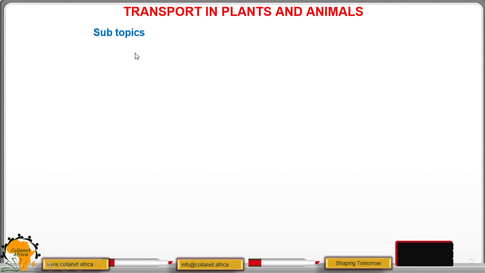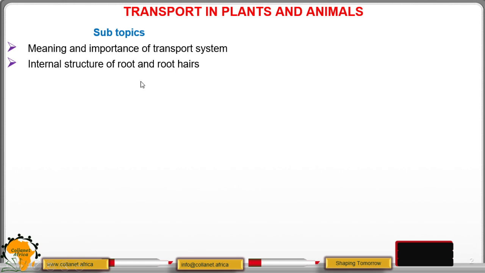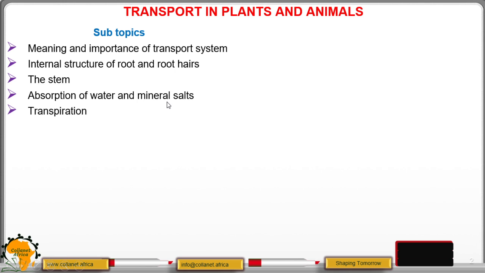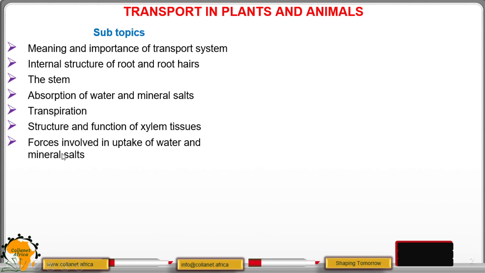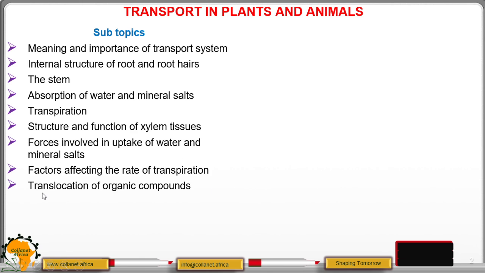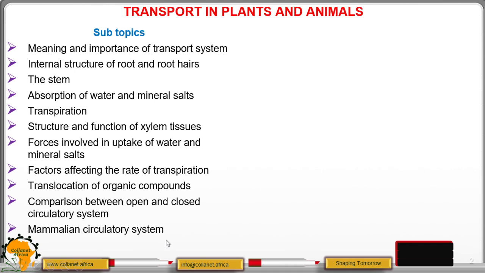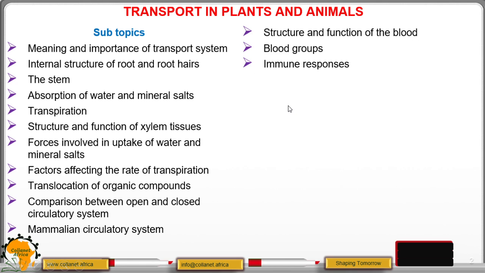The subtopics covered here include meaning and importance of transport system, internal structure of root and root hairs, the stem, absorption of water and mineral salts, transpiration, structure and function of xylem tissues, forces involved in the uptake of water and mineral salts, factors affecting transpiration, translocation of organic compounds, comparison between open and closed circulatory system, the mammalian circulatory system, structure and function of the blood groups, and finally immune responses.